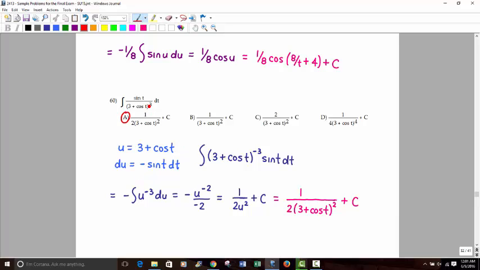So now you just have u to the -3. At some point you were going to have to bring it up anyway to use the power rule. So the negative's on the outside, u to the -3 du. Do the power rule: -3 plus 1 is -2, over -3 plus 1 is -2. The two negatives cancel, so then bring the u down. You have 1 over 2u squared, and the u was 3 plus cos t, so you have 1 over 2 times (3 plus cos t) squared, and that would match answer A.